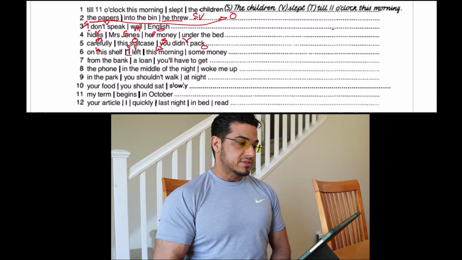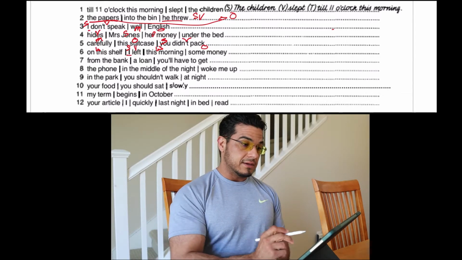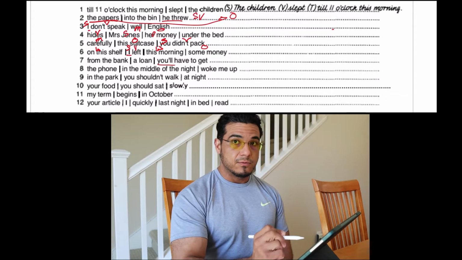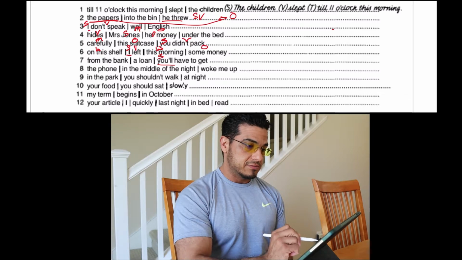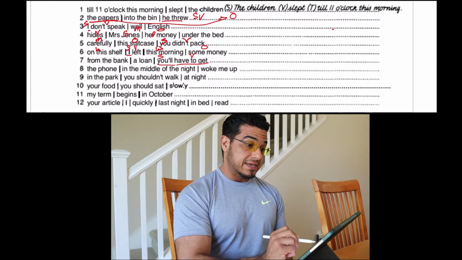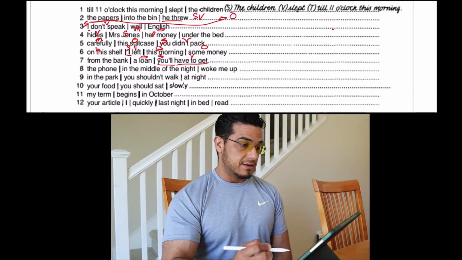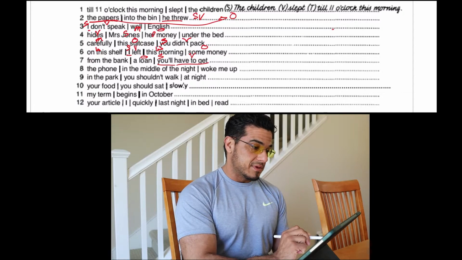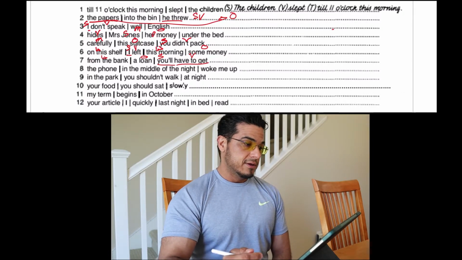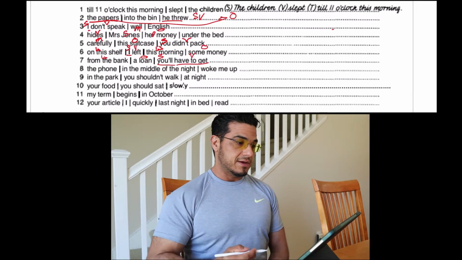All right, number 7, from the bank, a loan you'll have to get. Here we have you'll have to get, so you will, it's a contraction, that's our subject. Have to, which will be our verb. Get, in this case, a loan is going to be your object, that's the thing you're trying to get. And in this case, it'll be from a bank, so that'll tell you where it's coming from. That's your modifier.